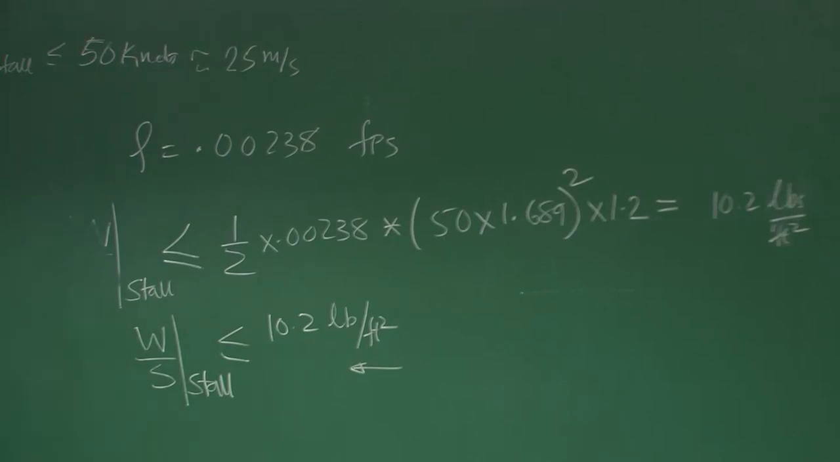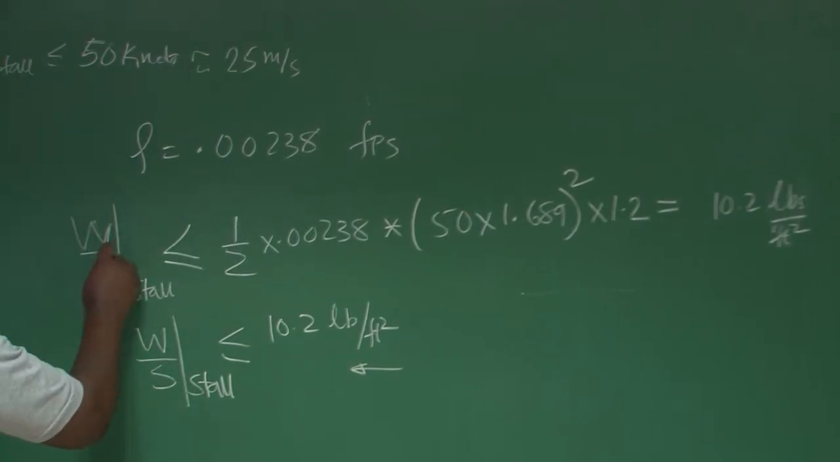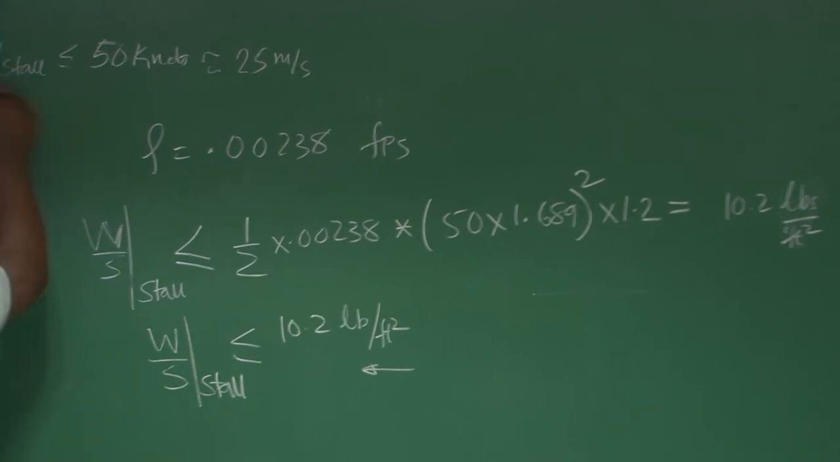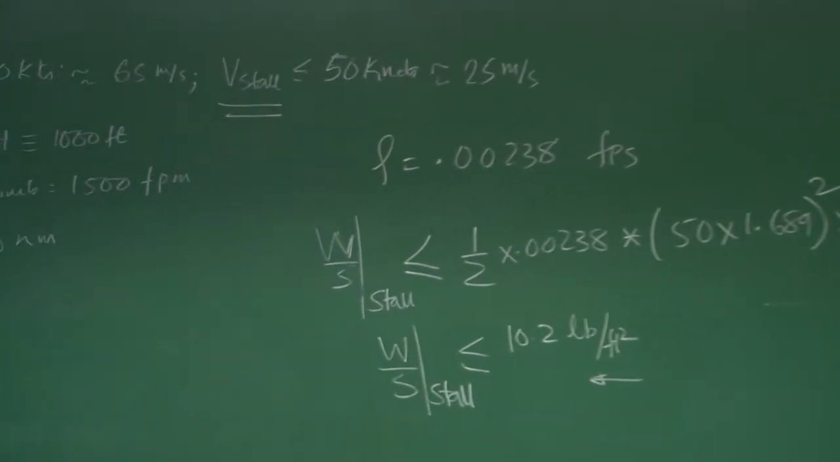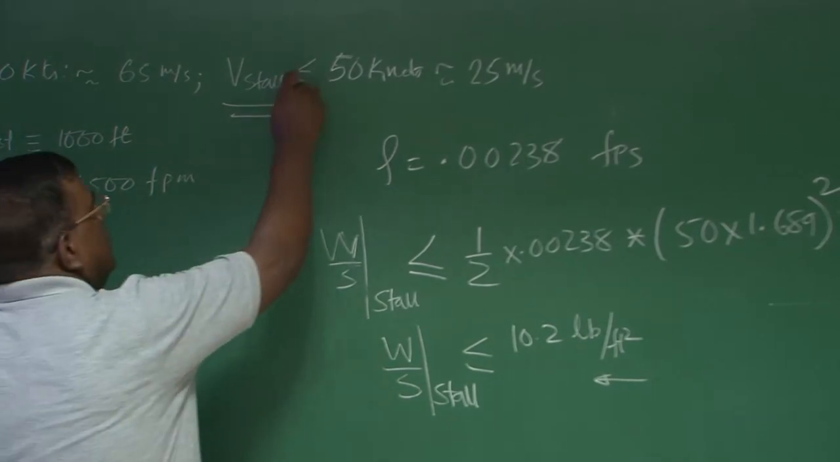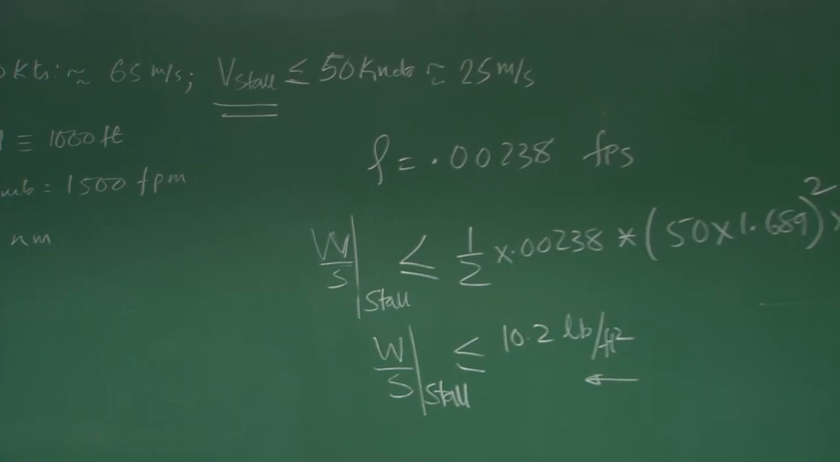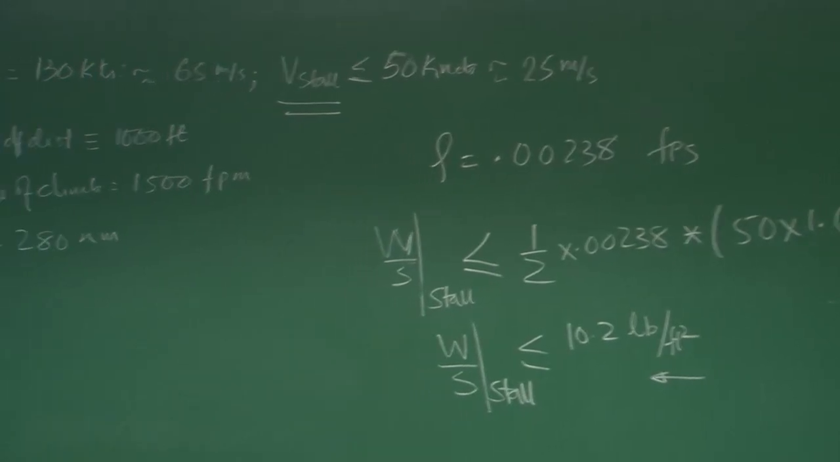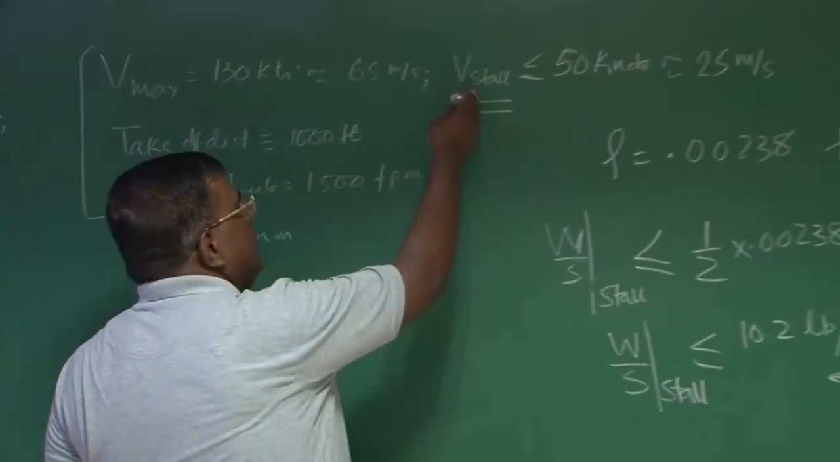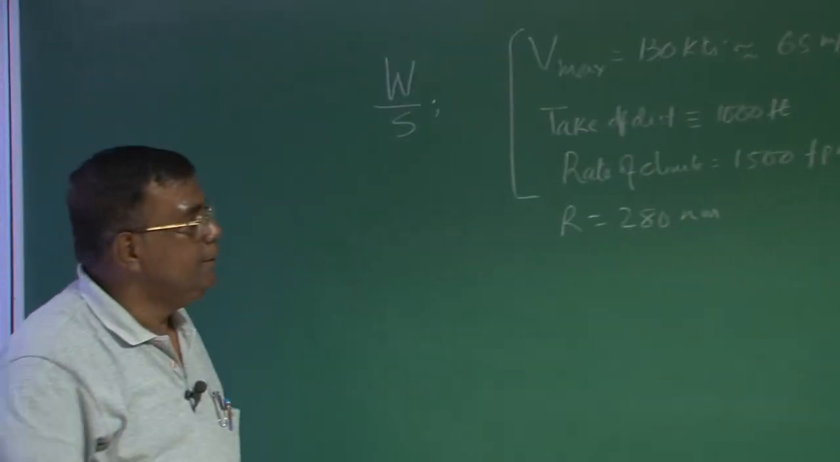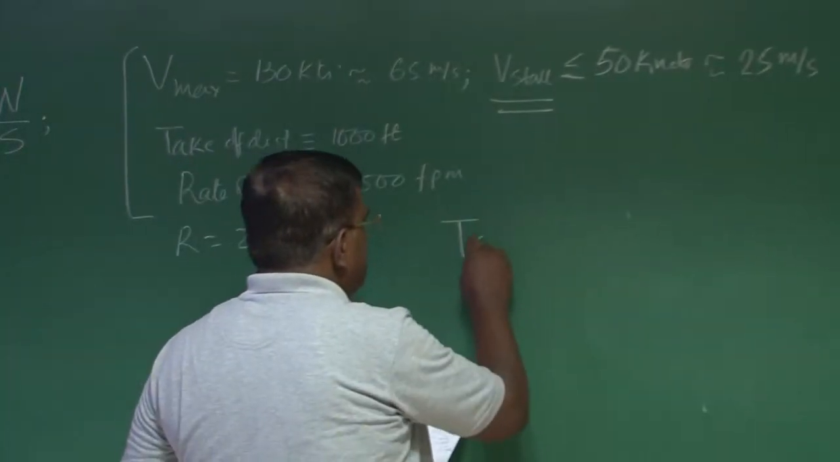And you could see here why I am writing less than or equal to, because this V stall is the maximum limit. In no case can V stall be more than 50 knots. And why is this sort of condition prescribed? Because I know takeoff speed as well as touchdown speed are some percentage more than V stall. So V stall plays an extremely important role. Okay? Then we come to the second case, takeoff distance.